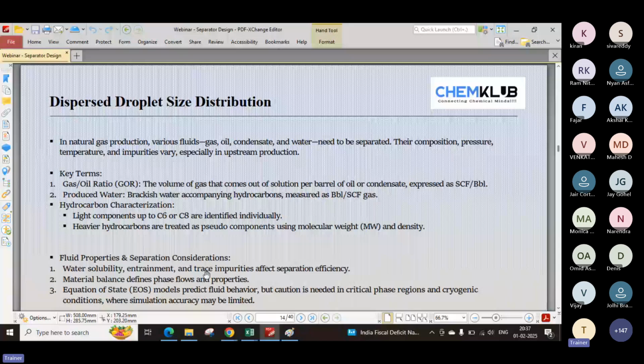And when you have details about all these things, we can easily design any kind of separator for that. Once you have an idea about the code requirement, applications, and thermophysical properties, then it's done. You can design any of the separators in an industry.